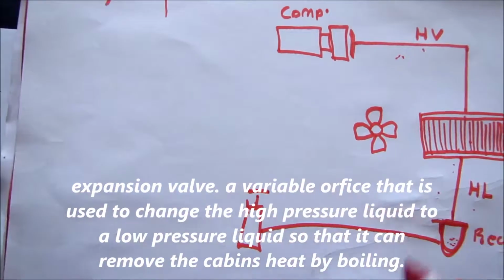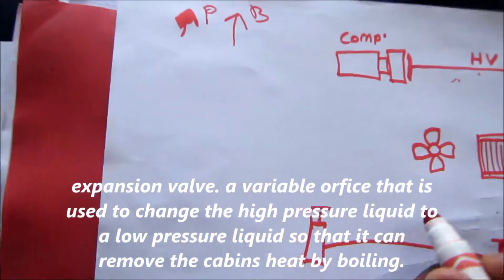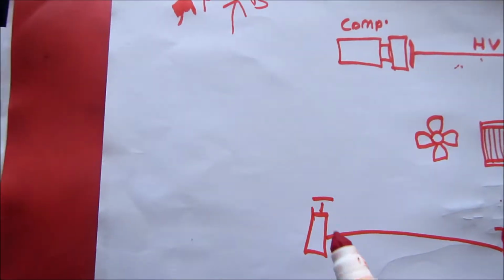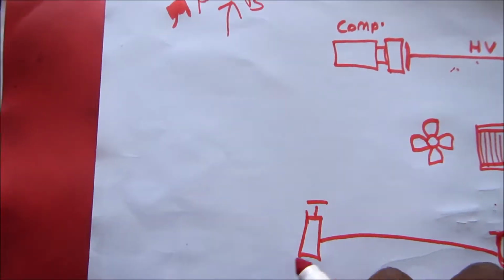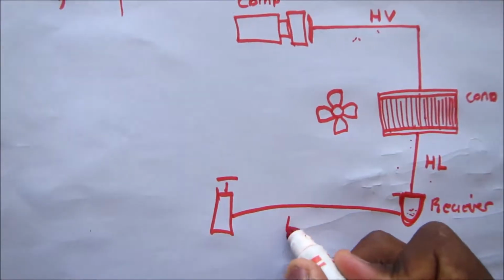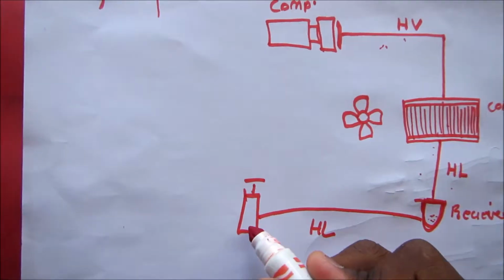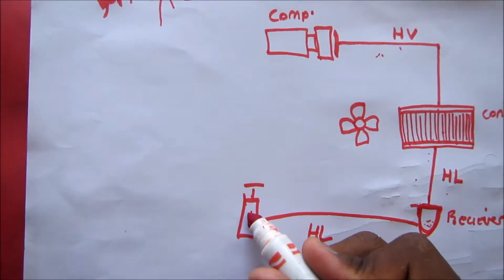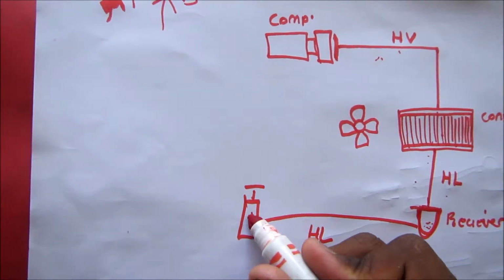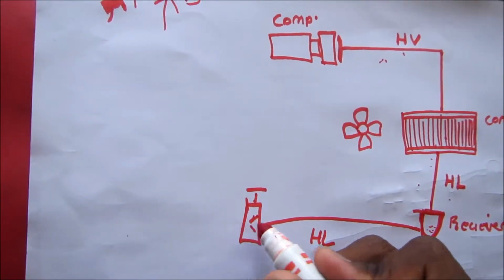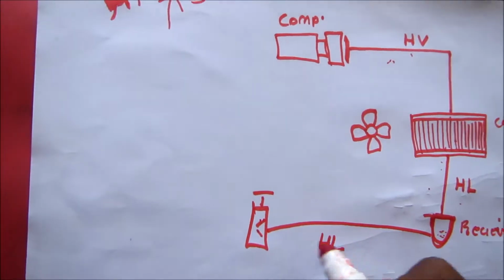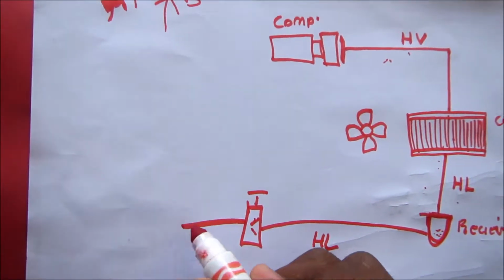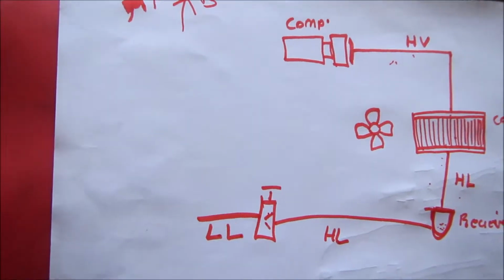Now this valve is very amazing. I'm going to just leave it where it is now. As the high pressure liquid comes into it, it reduces the pressure because it has a small opening. So basically it reduces the pressure of the high pressure liquid, turning it into a low pressure liquid. So now it's a low pressure liquid.